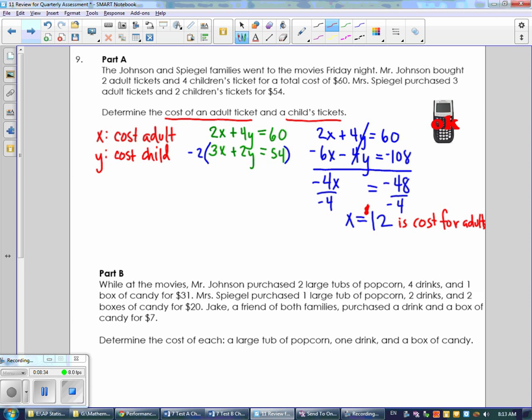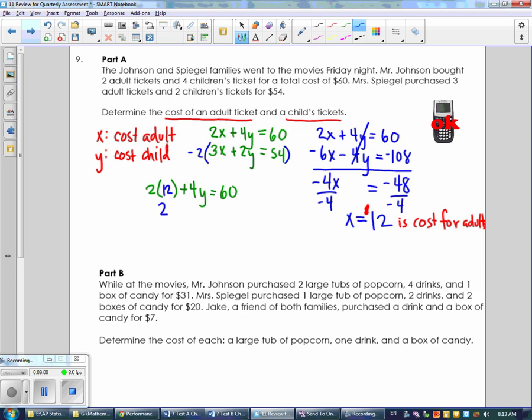To solve the rest of this system, I need to plug that 12 in for my x variable in one of the other equations. And again, if you know what to do, go ahead and press pause and finish out the problem. I'm going to go ahead and plug the x into the first equation. So we'll have 2 times x, I'm just going to use parentheses to hold my spot, plus 4y is equal to 60. Now go ahead and plug the 12 in for x.